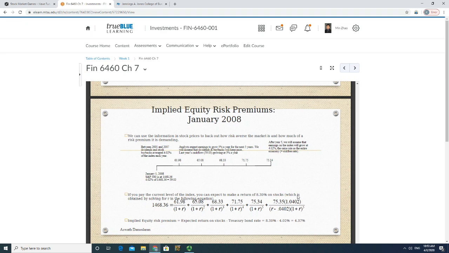And once you get that R estimation, you subtract the Treasury bond rate, 4.02%, and you get an estimation of the active risk premium. The expected return on the stock based on that two-stage model is estimated at 8.39%, and minus the long-term bond rate of 4%, you will get a 4.37% estimation of active risk premium.